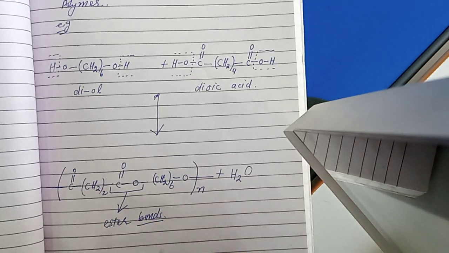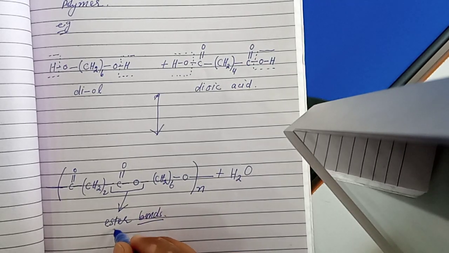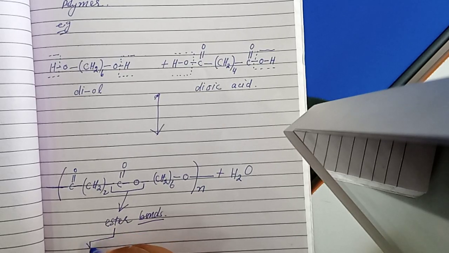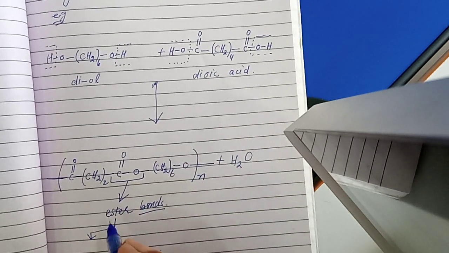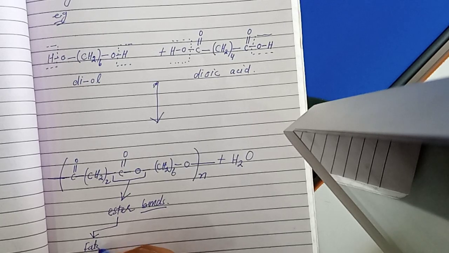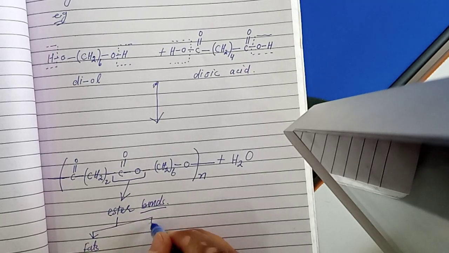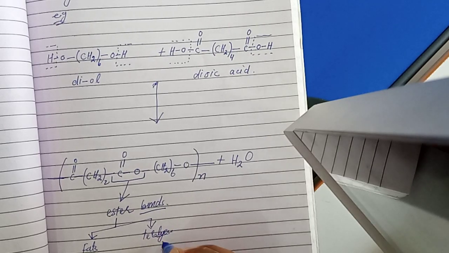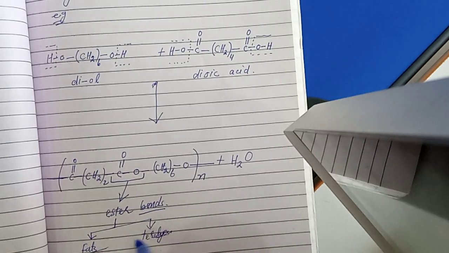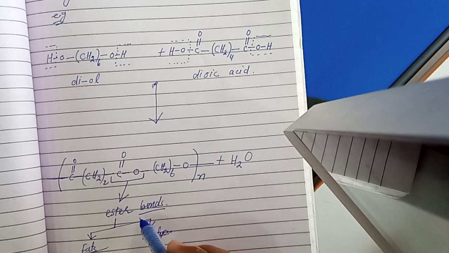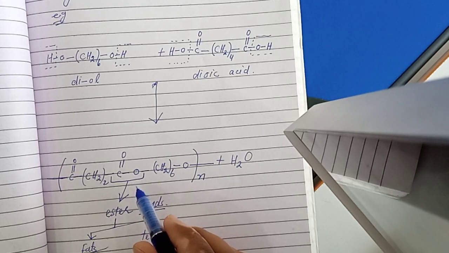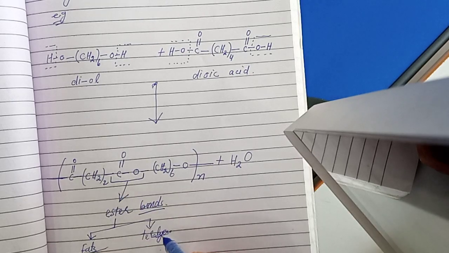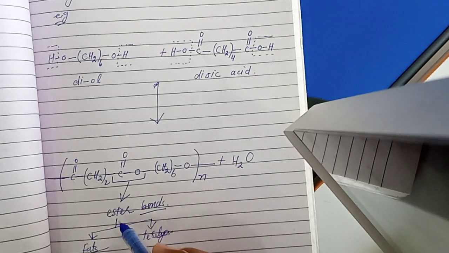Okay. Now, from the exam point of view, you have to remember this ester bond is present naturally in fats and artificially in toluene. Got it? So in fats and toluene, it is present. The what? The ester bond. You have to remember synthetically we can say esters are present in toluene and naturally it is present in fats.